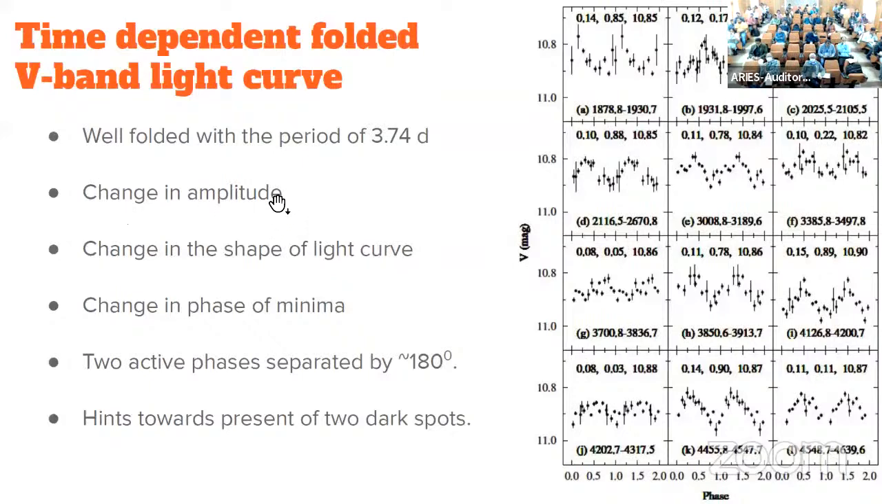Then we see the change in amplitude. We see the change in the shape of the light curve. The shape of the light curve from here to here is not consistent. Why is it changing? You see the change in the phase of the minimum. This is because they have dark spots on their surface, as I told in the introduction. It depends on the magnetic field strength and changes the size with time. Sometimes there will be no spot, sometimes a large dark spot. That's why the shape is changing, the amplitude is changing, and the phase of minimum is changing. Then I go to the next points in the next slide.